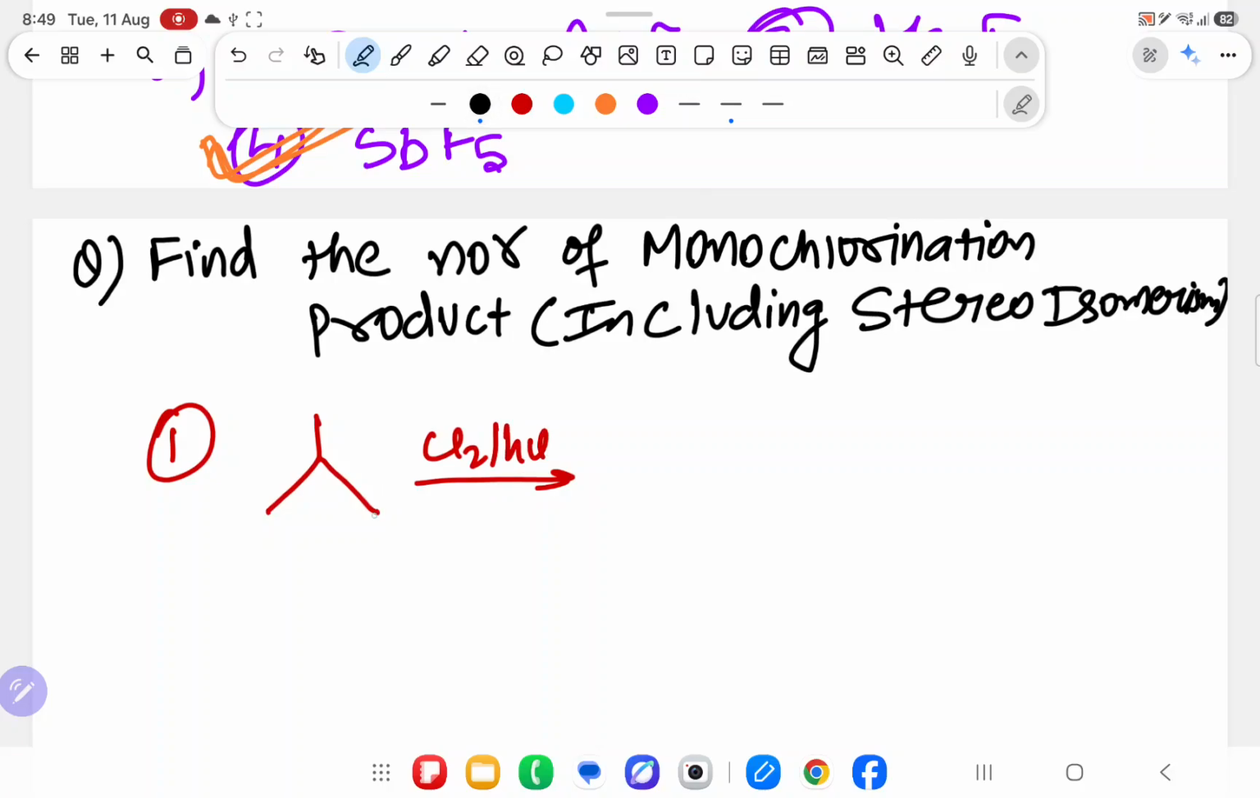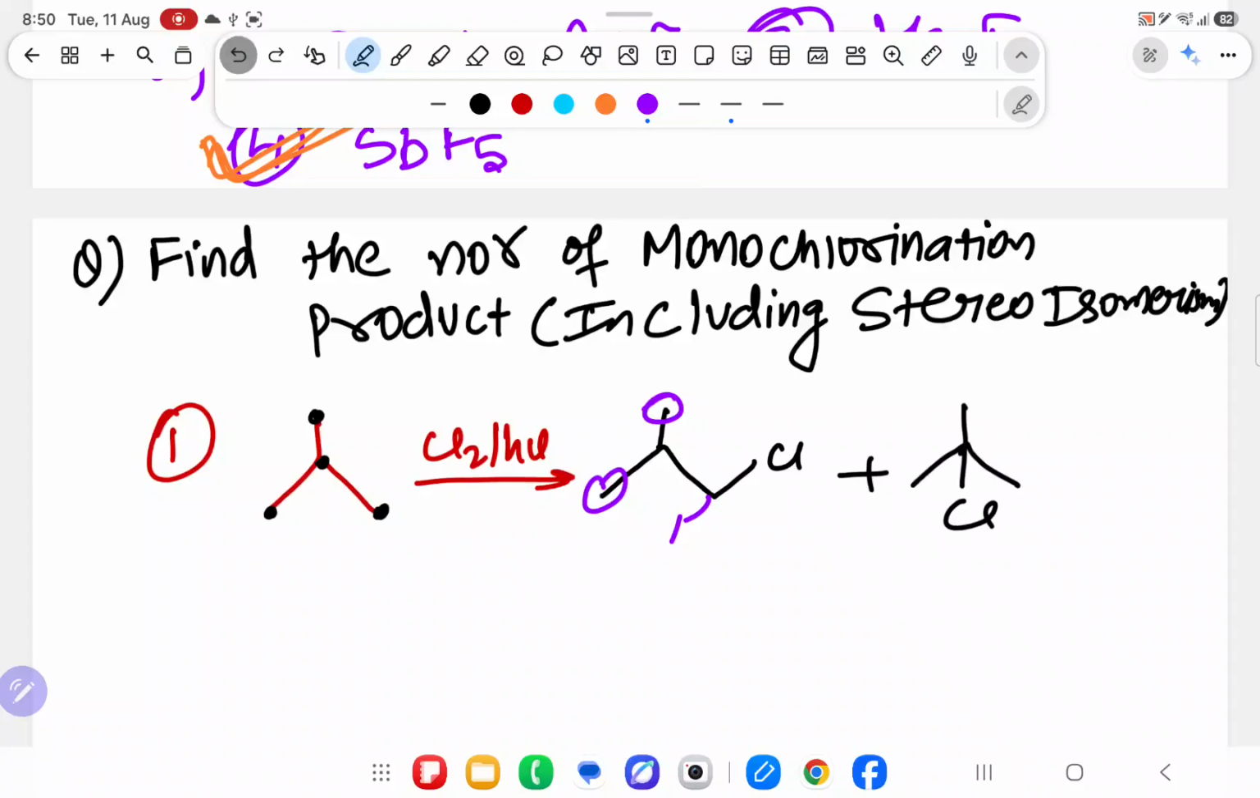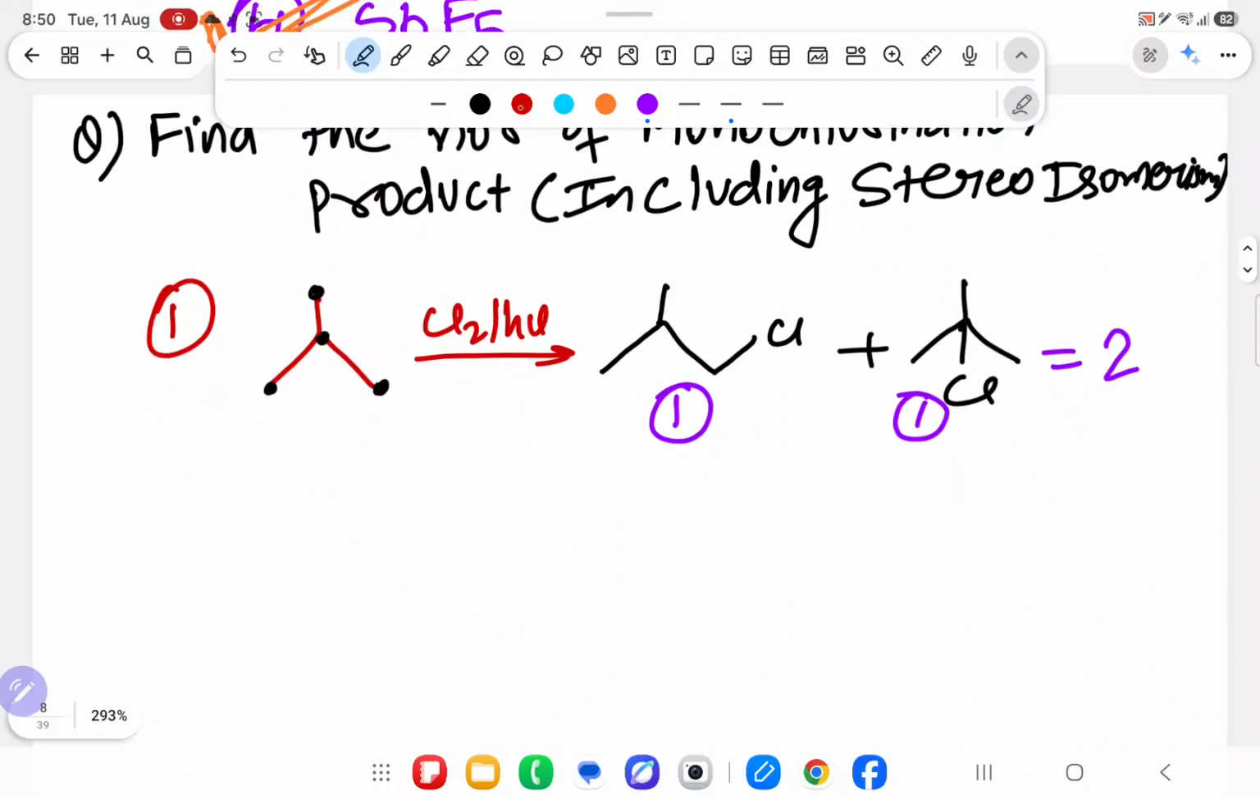What you will say, sir, this all are 1 degree, this is 3 degree. So all 1 degree looking like same. So any one place I will put Cl, and another product, here I will put Cl, including stereoisomers. Is there any chiral center? No sir, this is CH3, this is H and H, no chiral center is present. So no chiral center, it has 1, it has also no chiral center 1. The total including stereoisomerism is 2.